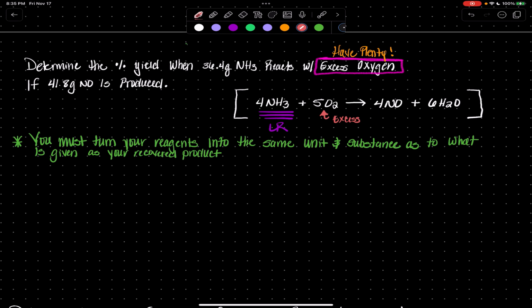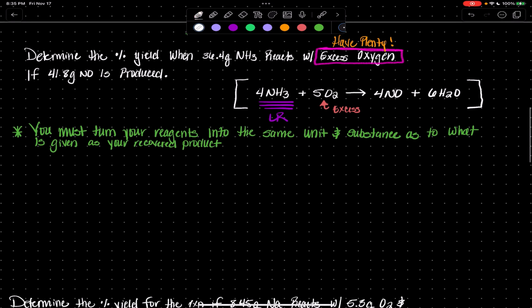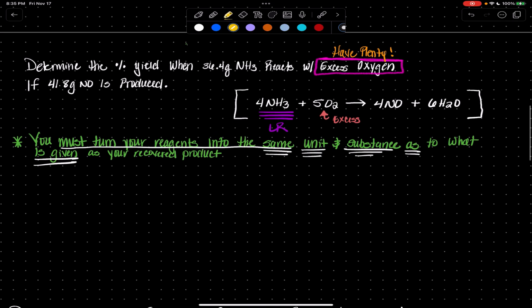So now I get to use what I know about reaction stoich to see how much of this goes into there. So you just set up your normal math like you would. But there's a catch. You must turn your reagents into the same unit and substance as the given. So since I am given grams and grams, I gotta go back to grams. Give it what it's asking for.